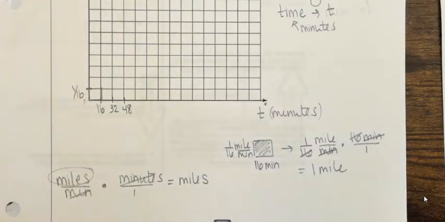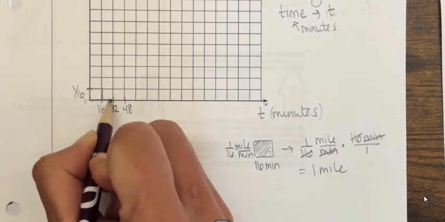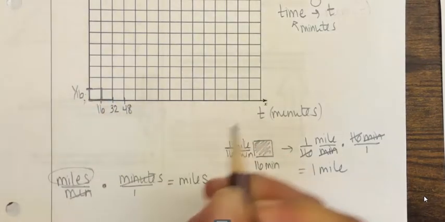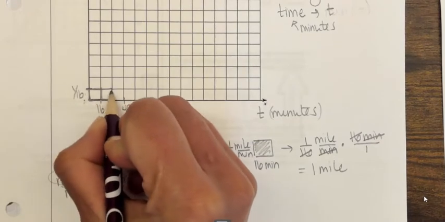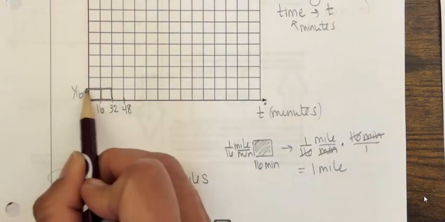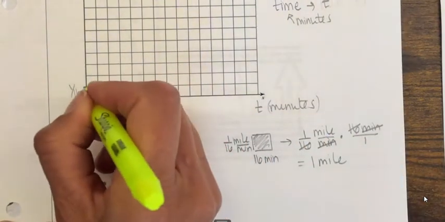So what do I need to do to come up with 2 miles? That's 32 minutes. So if I go 32 minutes and make this rectangle here, using the same exact velocity, 1/16 of a mile per minute, I'm going to go ahead and highlight this.